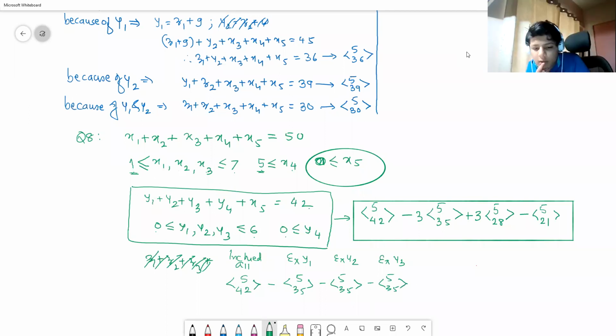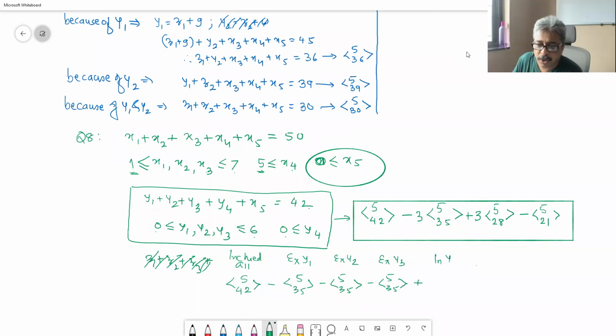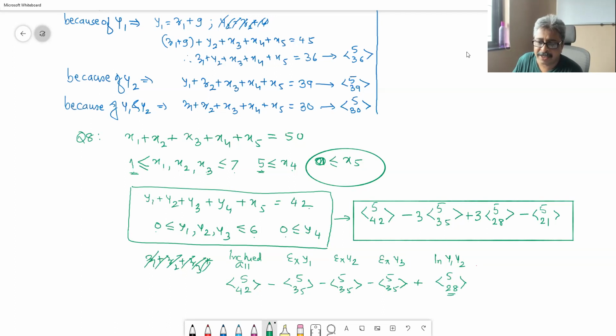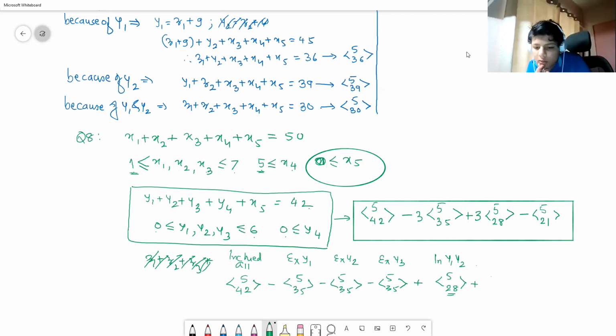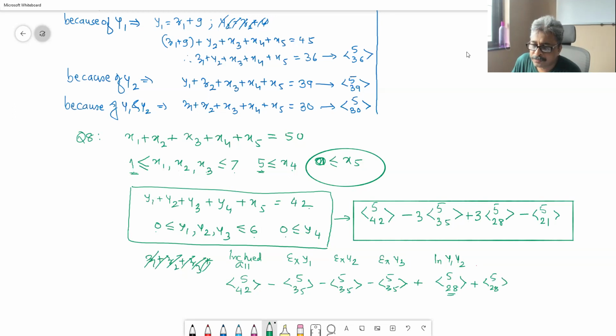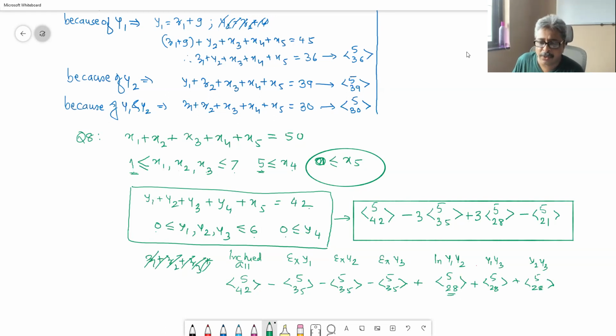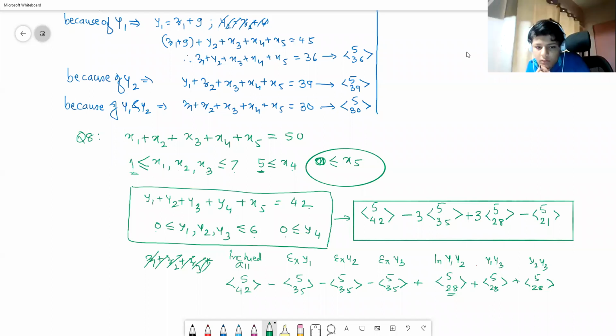One at a time, this I got it. Plus include because of y1, y2: 5 elbow 28. Have you understood why this 28? Yes, sir. 7 plus 7, 2 at a time, so both of 7. 42 minus 14. So like that, there will be two more, for y1 and y3, and include for y2 and y3. And by 3, 5 elbow 28. Now I have to exclude for y1, y2, y3, all three. That is the next step.